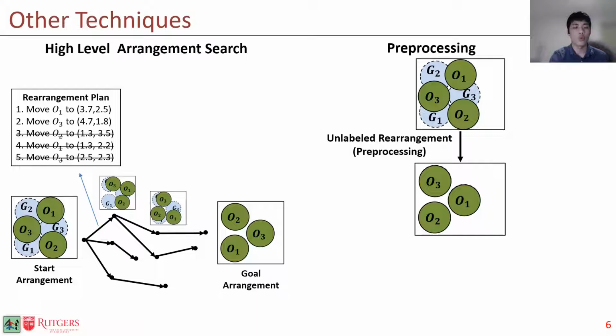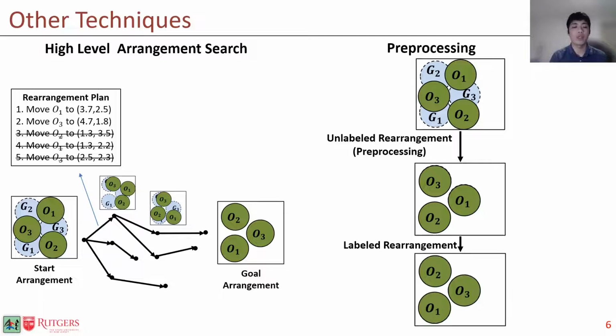Besides that, we propose a preprocessing routine for the rearrangement problem. The preprocessing solves an unlabeled rearrangement problem, where the goal positions are interchangeable. This process efficiently simplifies the dependency graph and further speeds up the computation.